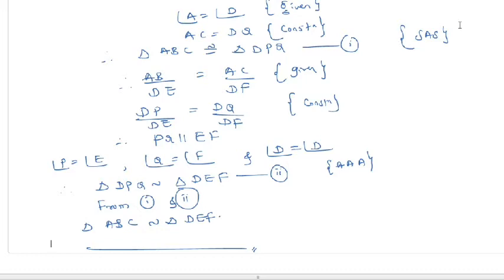So, if they are congruent triangles, then their corresponding sides are in proportion. AB by DE is equal to AC by DF, it is given. Then also we can write by construction DP by DE is equal to DQ by DF. Therefore, PQ is parallel to EF. If they are parallel, then their corresponding angles are equal. If their corresponding angles are equal, then they are similar triangles. Therefore, triangle DPQ is similar to triangle DEF. Call this equation number 2. From equation 1 and 2, we can write triangle ABC is similar to triangle DEF.